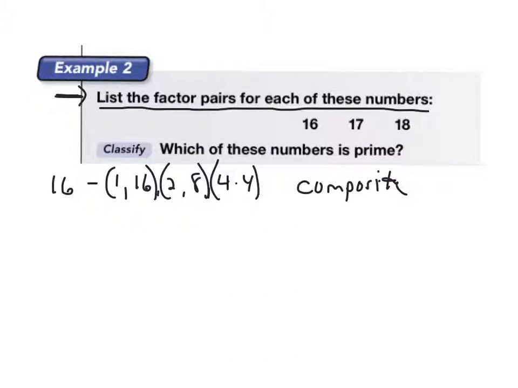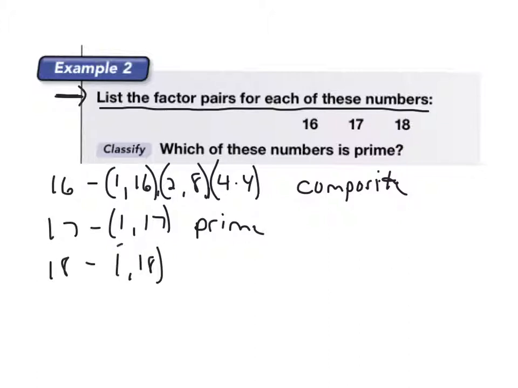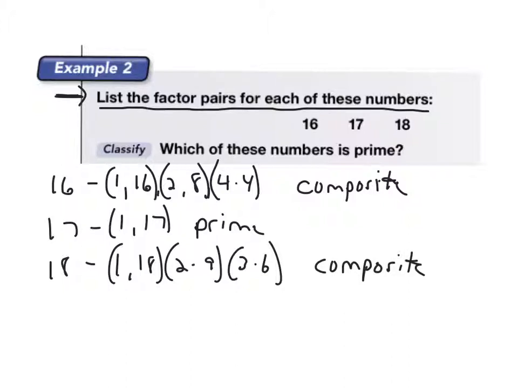Look at 17. Is 17 divisible by anything? 1 and 17 will make 17, but I can't think of any other numbers that would multiply to get to 17. So that means that number is prime. 18, 1 and 18, and 2 times 9, and 3 times 6. And I can't think of any more, but because I have all of these, I know that that number is composite. All right, let's do a few more examples.